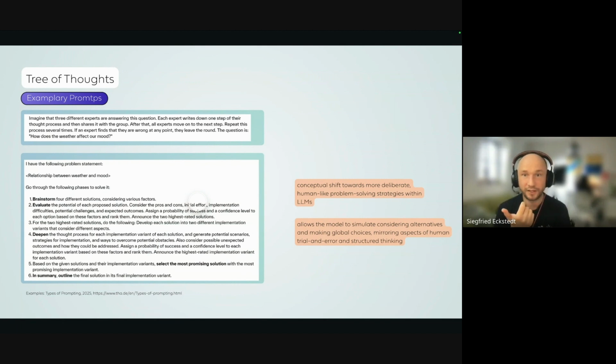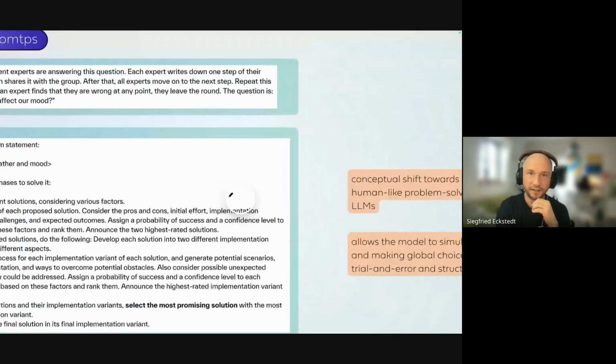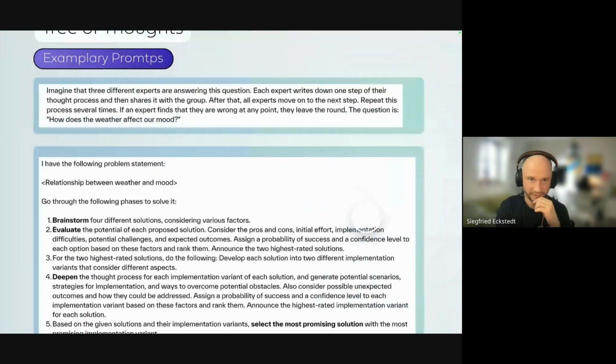I found this quite interesting because even though it sounds relatively complicated, you can mimic it yourself pretty quickly. Take these two examples. One is a more elaborate prompt and one is a shorter one. The shorter one is so short I can read it out. Imagine three different experts are answering this question. Each expert writes down one step of their thought process and then shares it with the group. After that, all experts move on to the next step.